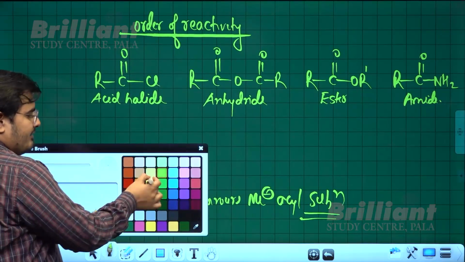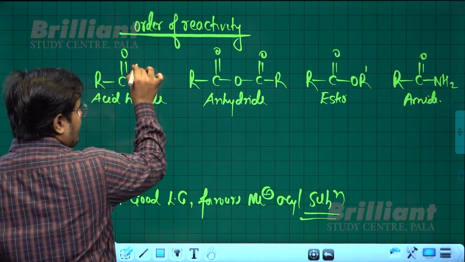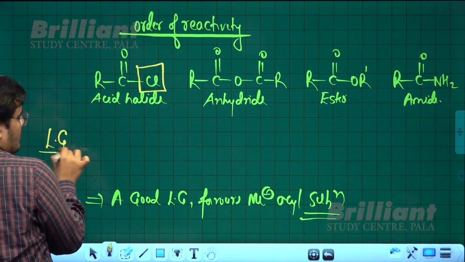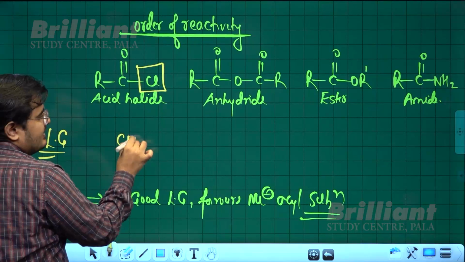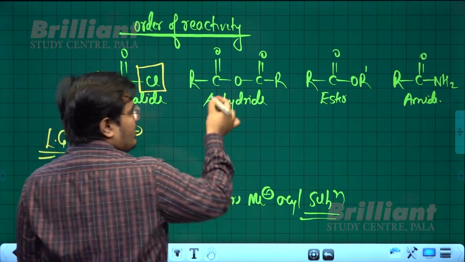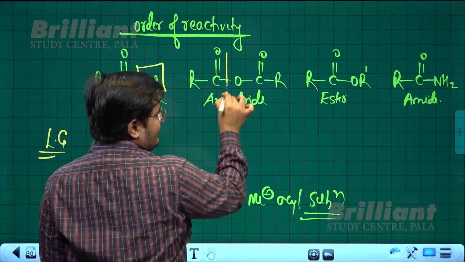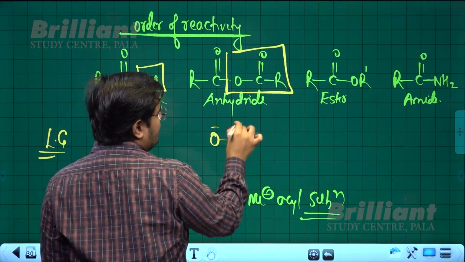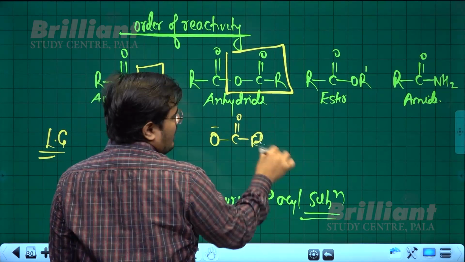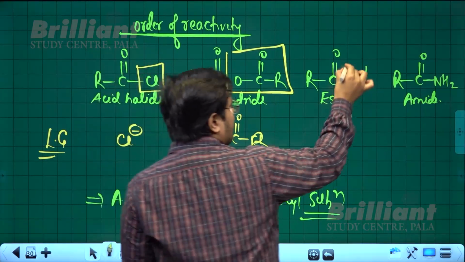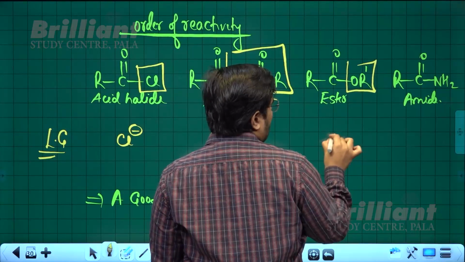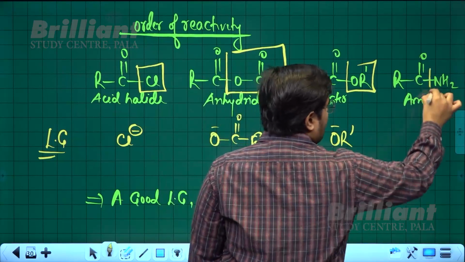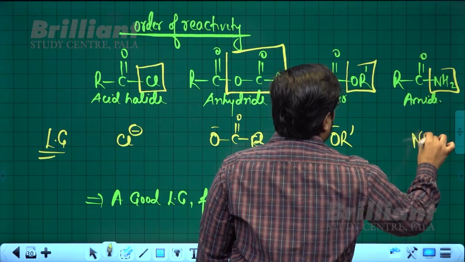If you can identify who all are the leaving groups, then in this case this Cl minus will be the leaving group. So leaving group here will be Cl minus. If you compare the anhydride with the RCOCl structure, this part will be the leaving group, that is O minus CO R, and if you consider here, it will be the O minus or R dash O minus part which will be the leaving group, and in this case it will be NH2 minus.